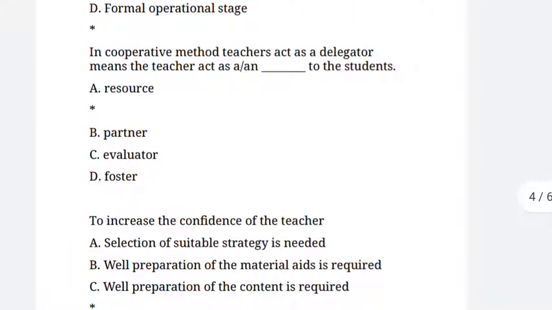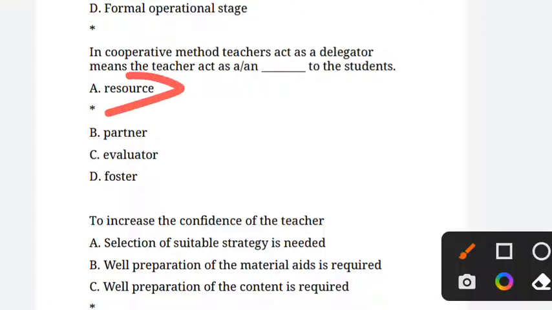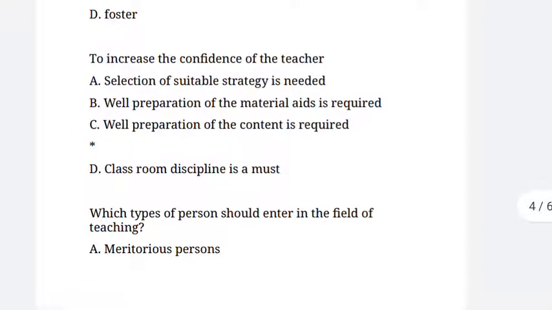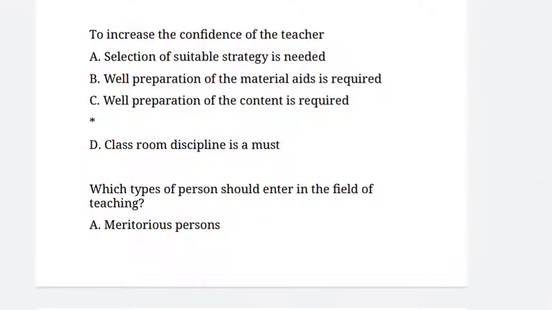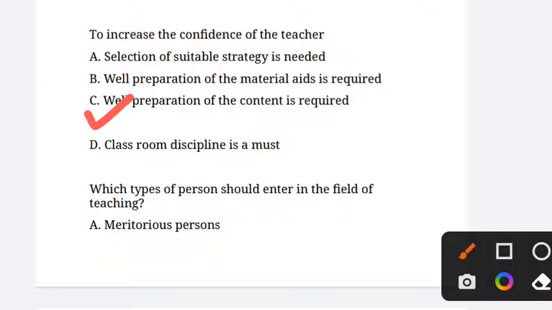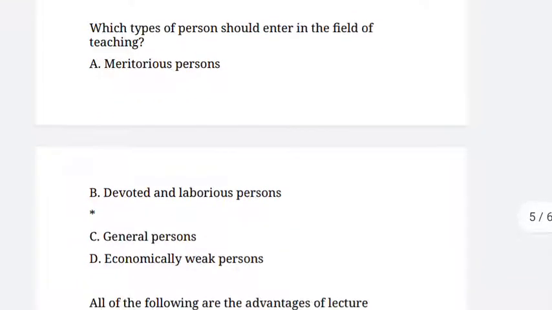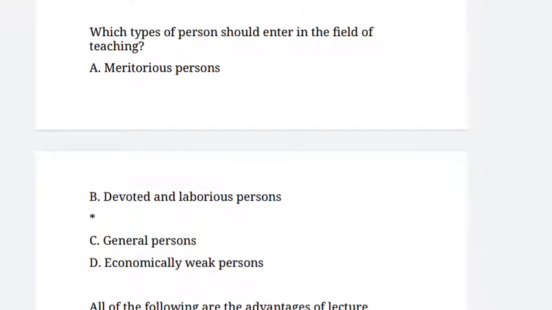Next question, in the cooperative method, the teacher acts as a delegator, meaning the teacher acts as a dash to the students. Its answer is option A, resource. Next question, to increase the confidence of the teacher. Its answer is option C, well preparation of the content is required. Next question, which type of person should enter the field of teaching? Its answer is option B, devoted and laborious people.